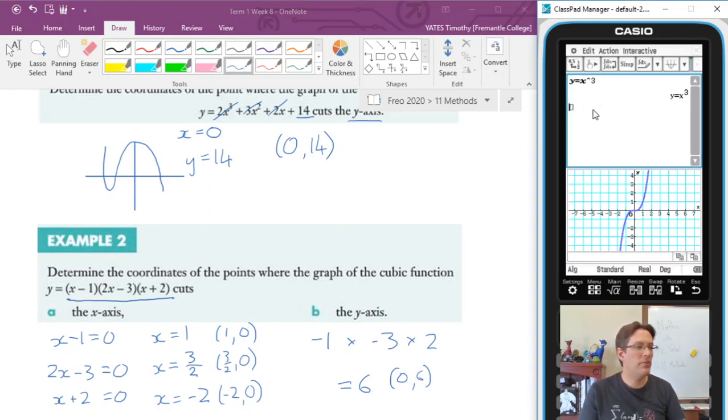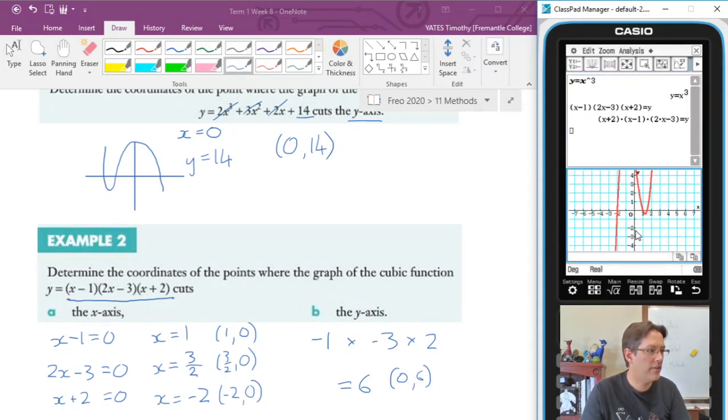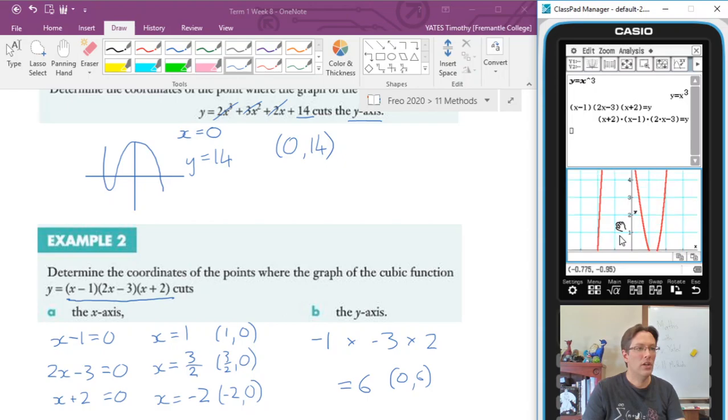Let's just sketch that, see if we can do that there. x minus 1, 2x minus 3, x plus 2 equals y. Doesn't matter which way around we do it. And I'm going to put that into my calculator here. Yep, so we can zoom in a little bit. At negative 2, it passes through the x-axis. At 1, it passes through, and at 1.5, or 3 on 2. And if I scroll up, I can see that it intercepts the y-axis at 6 there.